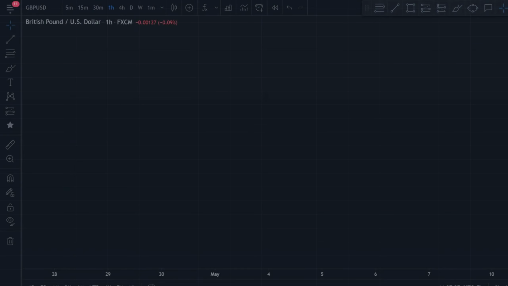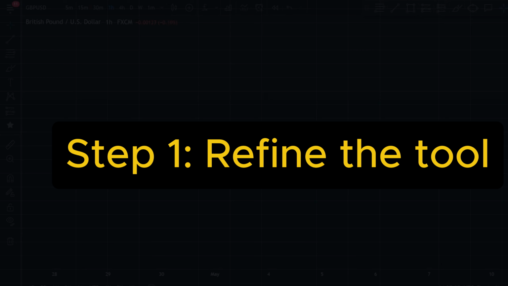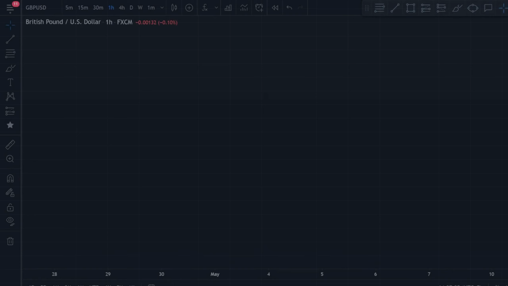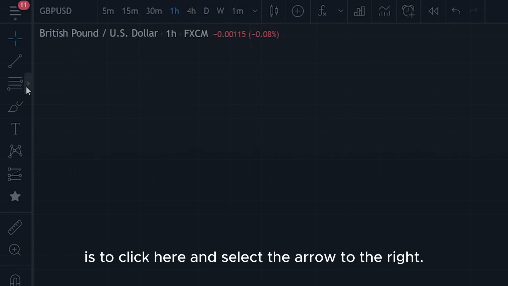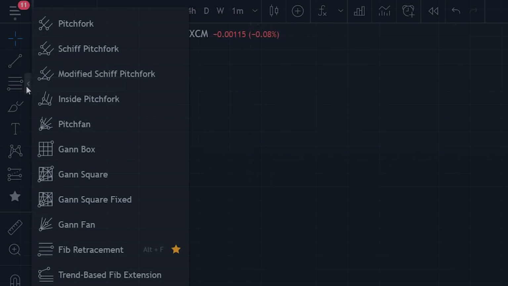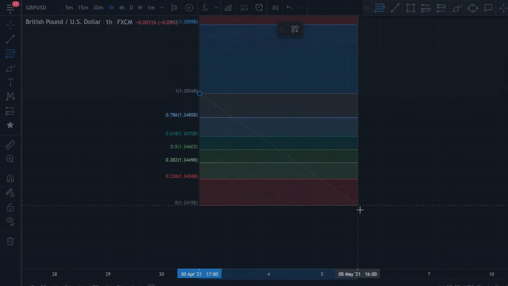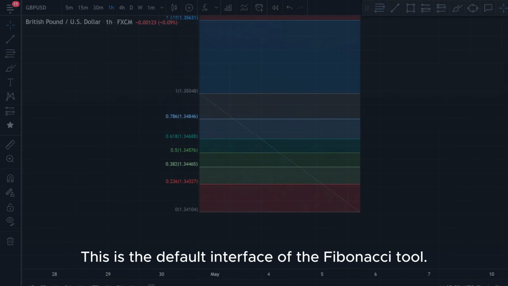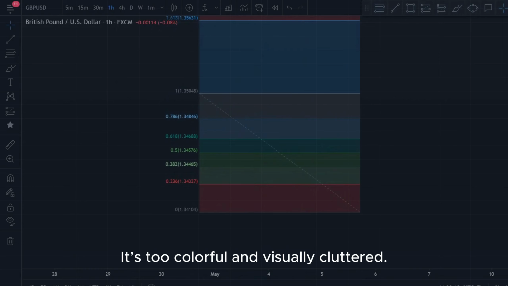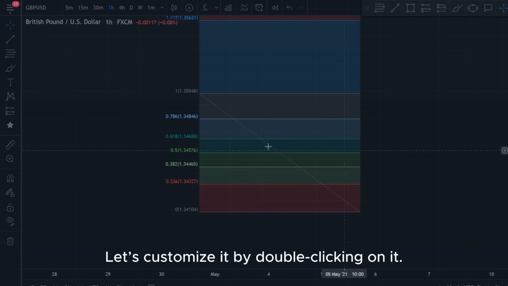Now, let's move to the first step, which is customizing the tool to make it simpler and less visually overwhelming. There are two ways to bring up this tool. The first is by pressing Alt+F. The second, more common method, is to click here and select the arrow to the right. This is the default interface of the Fibonacci tool. It's too colorful and visually cluttered. We don't need all these settings. Let's customize it by double-clicking on it.